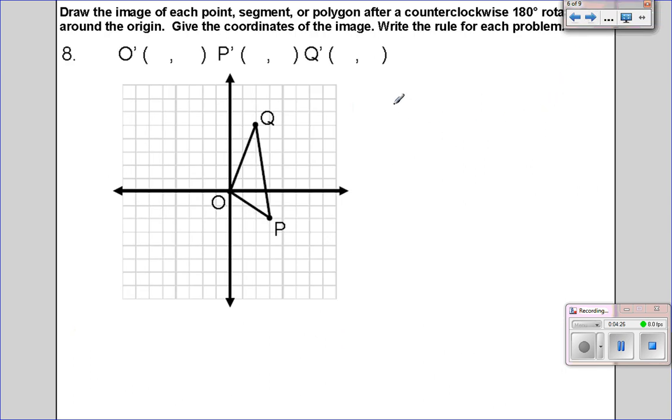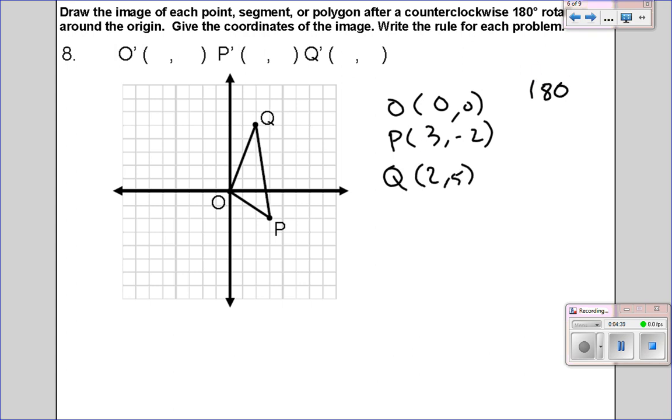So let's practice here. We have O at (0, 0), P at (3, -2), and Q at (2, 5). We're rotating this figure 180 degrees. What I want you to do is write the rule first and then try the rotation to see what you can do. So pause the video and try it.